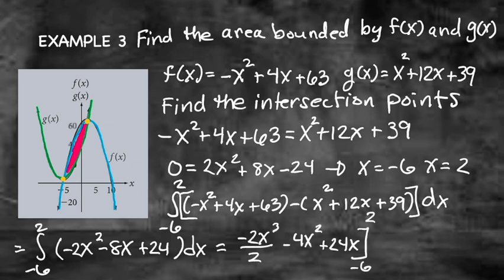When I find the antiderivative, I'm going to get -2x to the third over 3 minus 4x squared plus 24x. Now I've got to evaluate that from -6 to 2. When I plug in 2 into our antiderivative, we get 80 over 3. And then when I plug -6 into the antiderivative, we get -144. Because of that double negative, we're going to end up getting 80 over 3 plus 144. And then the final total area between those two curves would be 512 divided by 3.